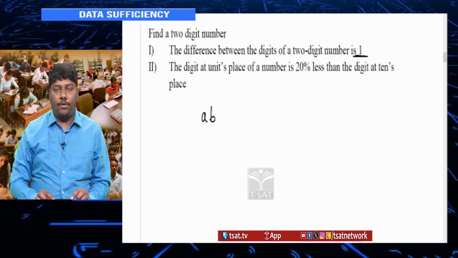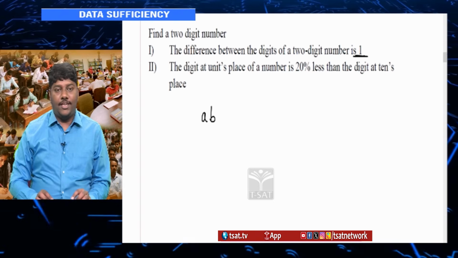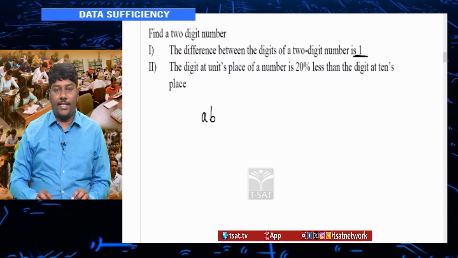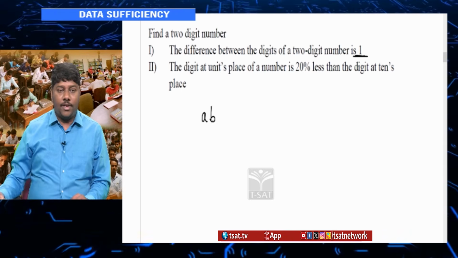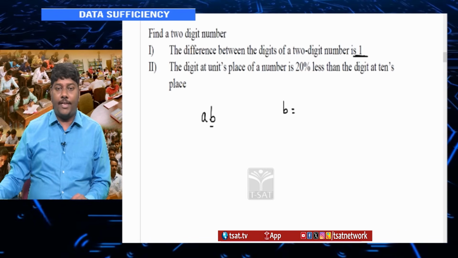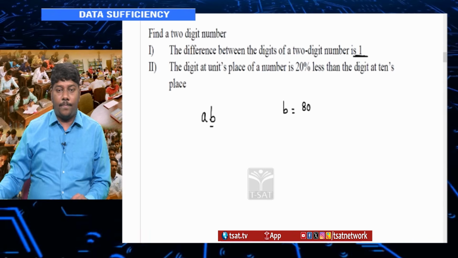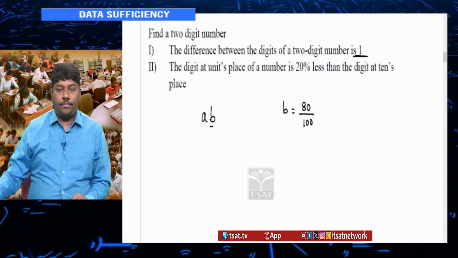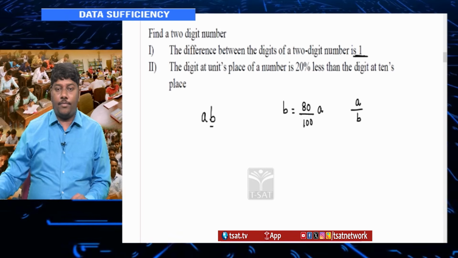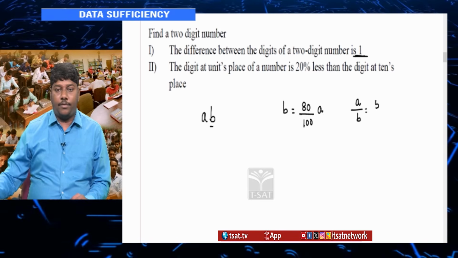Now, okay, you go for statement 2. The digit in the units place of a number is 20% less than the digit in the tens place. Digit in the units place is b, 20% less means 80% of a. Therefore, I would say a by b is equals to 5 by 4.